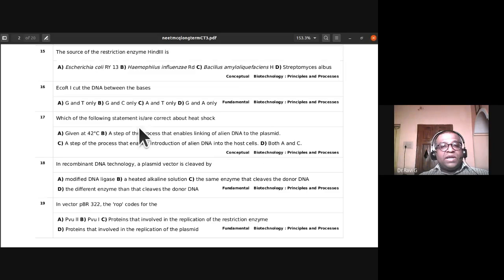Which of the following statements is correct about heat shock? A: given at 42 degrees centigrade, a step of the process that enables linking of alien DNA to the plasmid. C: a step of the process that enables introduction of alien DNA into the host cells. D: both A and C. Which is the answer? Option D. Very good. Option D, both A and C, is the answer. Option A is correct, option C is correct, that is why D is the right answer, both A and C.